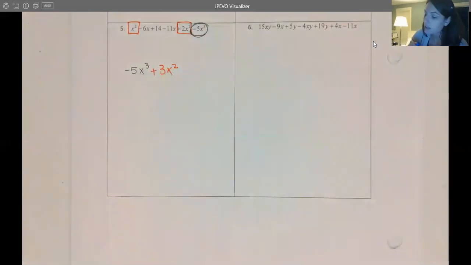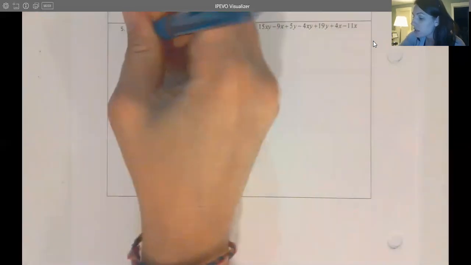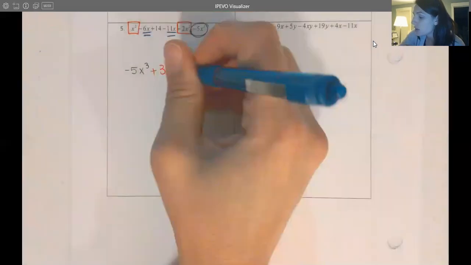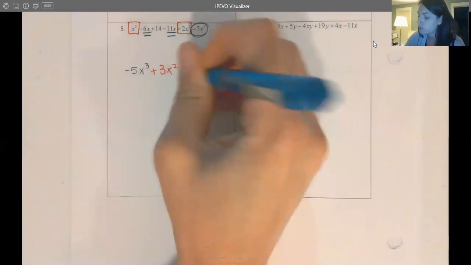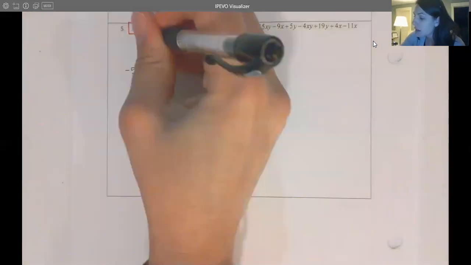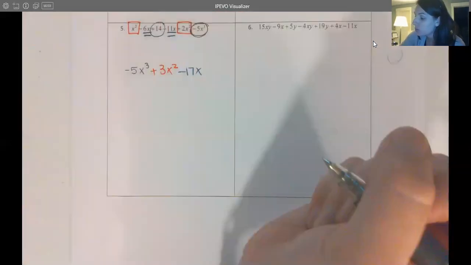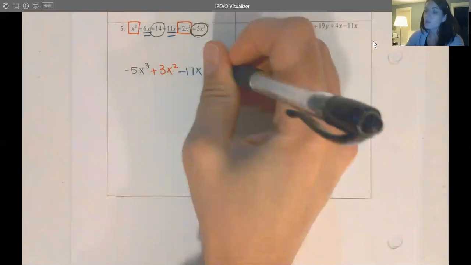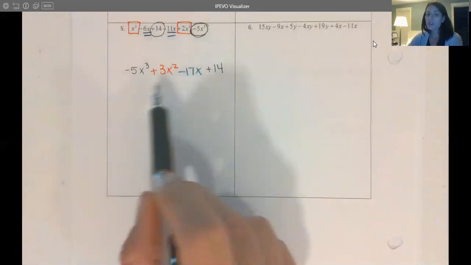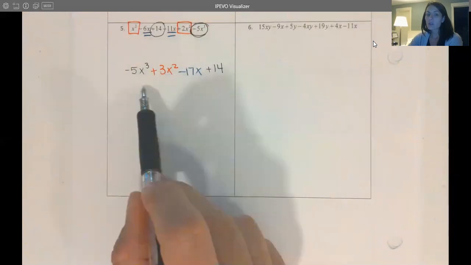Following that, I have just x's. So I have -6x and -11x. So altogether I have -17x. And then last, I have 14. So in this example, I combined like terms, but I also made sure to write things so that it's in standard form. So from largest to smallest.